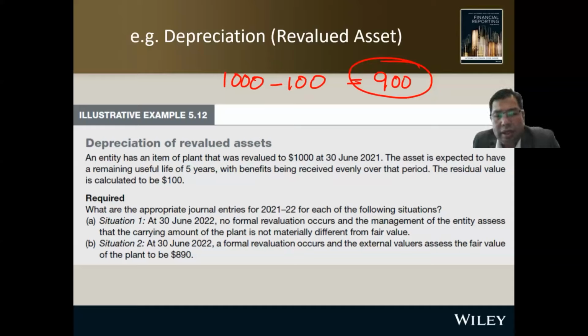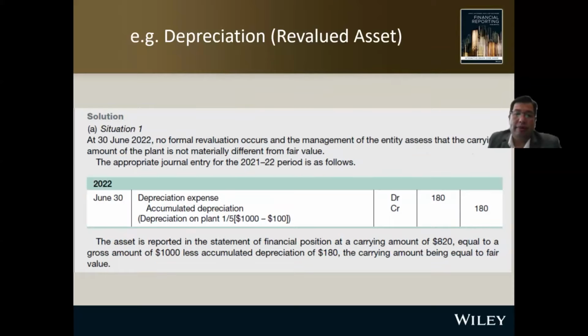Second, we perform a formal revaluation and we found that the value of this plant now is 890. So how are we going to record that?